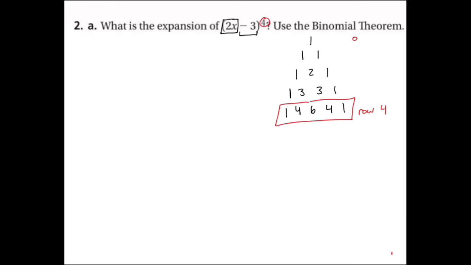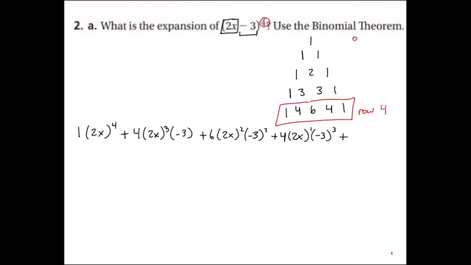So we'll start right off the bat. We'll go 1 times, in this case, 2x, and it's going to get all of the exponent to the fourth. The negative 3 doesn't get any exponent, so we skip it. And then we go 4 times 2x to the third times negative 3. Then next we've got plus 6 times 2x squared times negative 3 squared plus 4 times 2x to the first times negative 3 to the third plus, in this case, 1 times negative 3 to the fourth, and the 2x doesn't get any of the exponent.